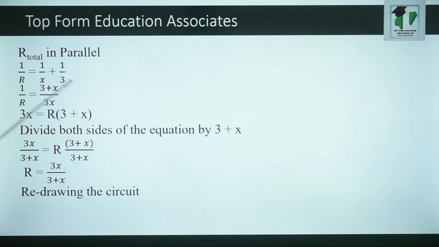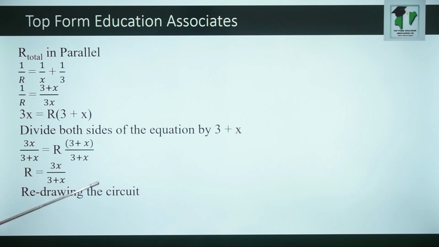Are you following it? Now divide both sides of the equation by 3 plus X so as to make R the subject of the formula. Now you have 3X divided by 3 plus X is equal to R into 3 plus X, divided by 3 plus X. So this will cancel out this, remaining R. Therefore, R is equal to 3X over 3 plus X.